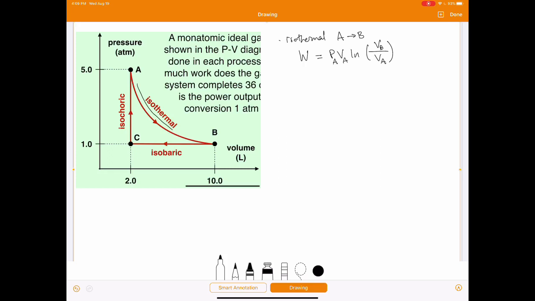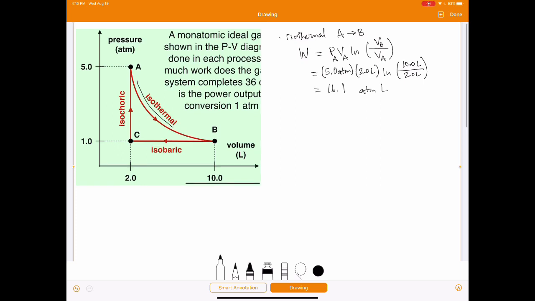So PAVA, that'll work. Okay, so for the pressure at point A, it's 5 atm. The volume is 2 liters. And then we have the natural log of, okay, the volume at point B is 10 liters. Volume at point A is 2 liters. So that's the ratio. So the units that you get out of this are actually atmospheres times liters. And the numerical value is 16.1.